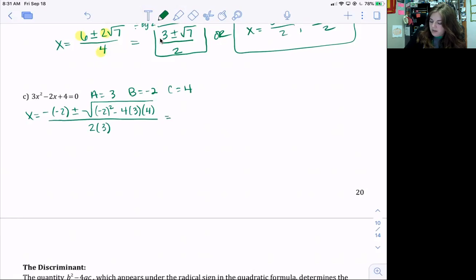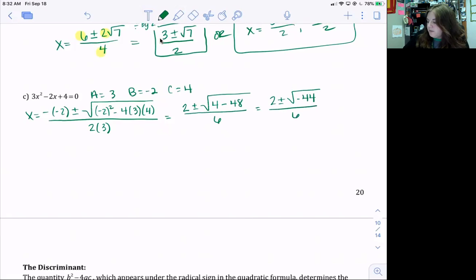-2 is a +2 plus or minus the square root. -2 squared is 4 minus 4 times 3 is 12, and 12 times 4 is 48, all over 2 times 3 is 6. So we have 2 plus or minus the square root of 4 minus 48, which is -44, over 6.